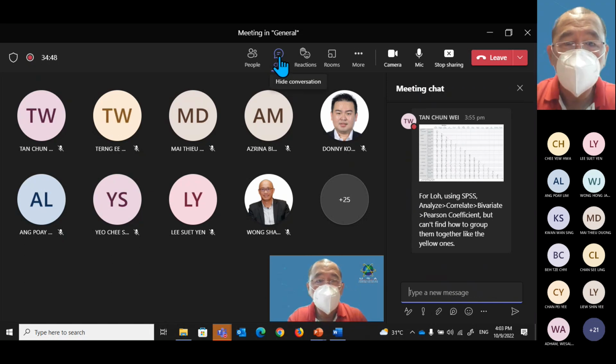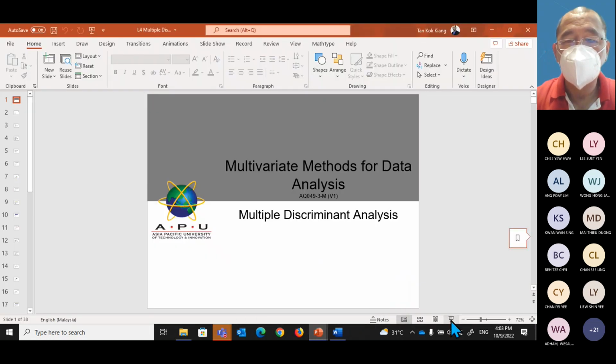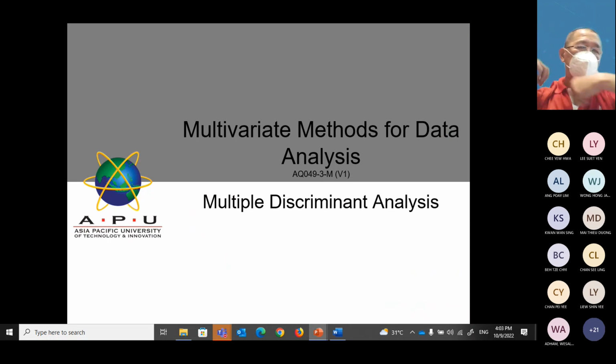Okay, now we see the new chapter, multiple discriminant analysis. This one will be tested in your quiz 1. Okay, we see this now. This is an example of supervised machine learning.